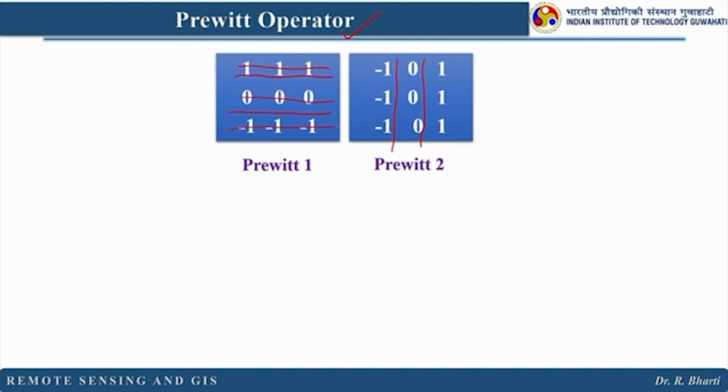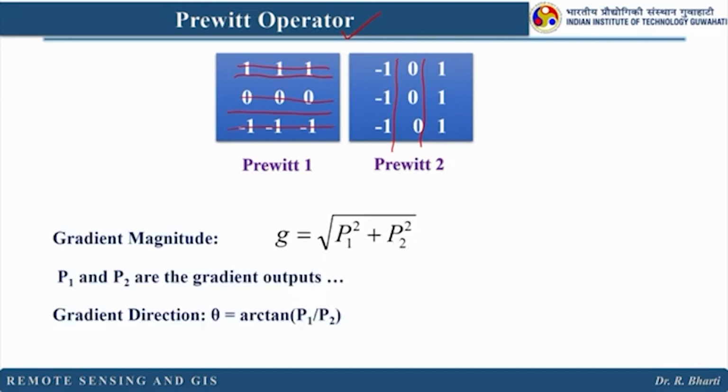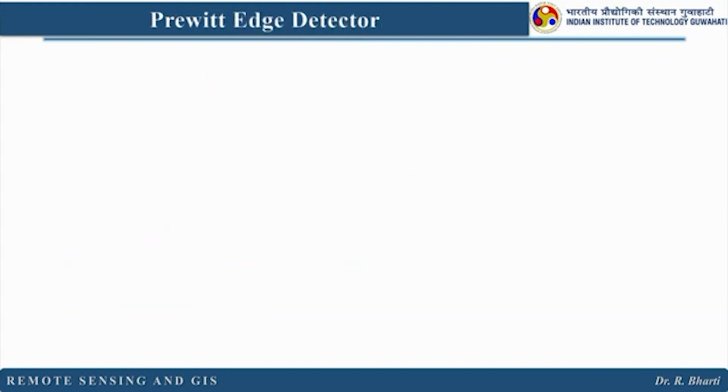So the direction you have to see how it is going to work on your image. So gradient magnitude is equal to this, G is equal to square root of P1 square plus P2 square, where P1 and P2 are the gradient outputs, and the direction is again the same, arctan of P1 by P2, right? So this is how we can use the Prewitt edge detector, and you can see some of the examples I have put.